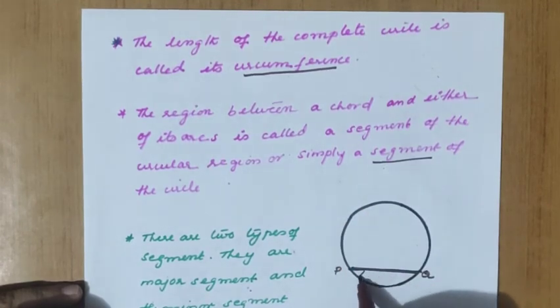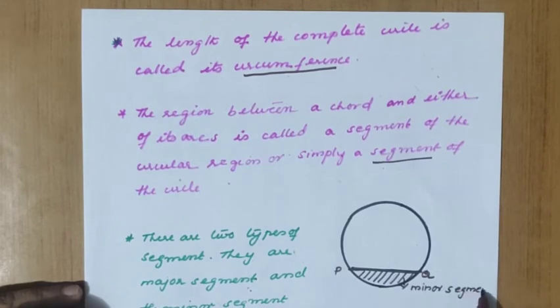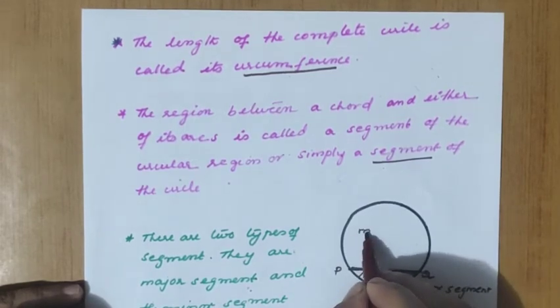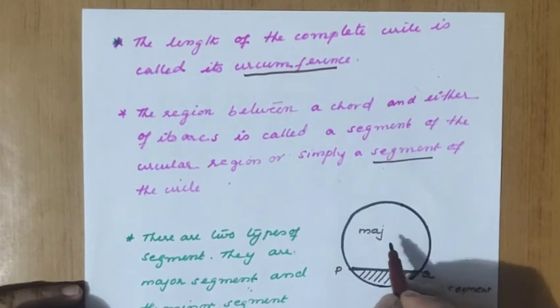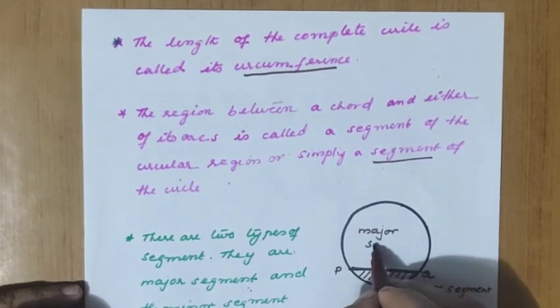But the region bounded by this chord and the part of the circle is called the segment. This is less than which one? Semicircle. So we can call it a minor segment. And what is the remaining part? That is the unshaded part. I have not shaded anything. This is called a major segment.